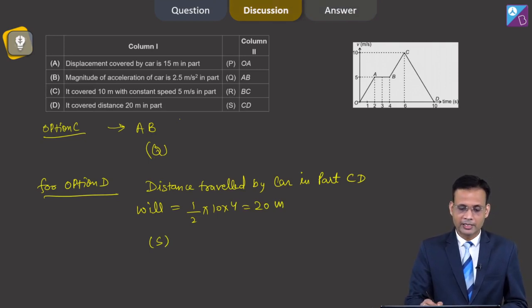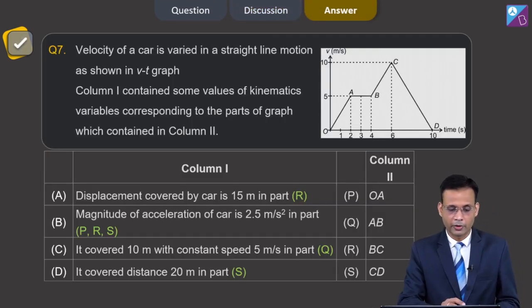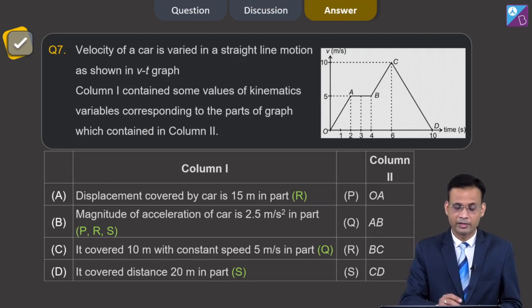So, our final answer is for option A, correct match is R. For option B, correct matches are P, R and S. For option C, correct match is Q, and for option D, correct match is S.